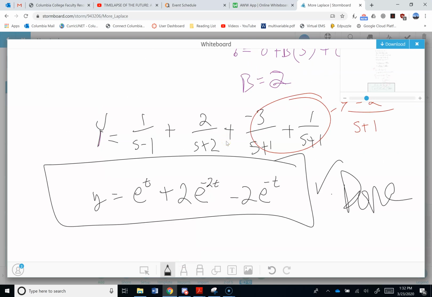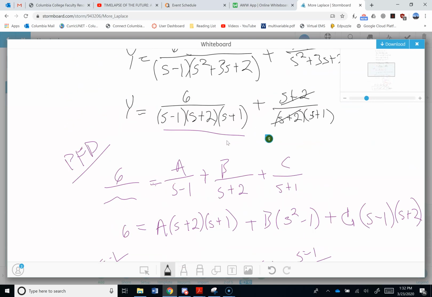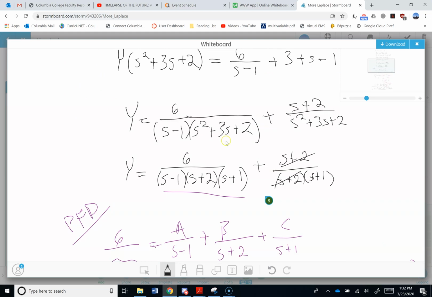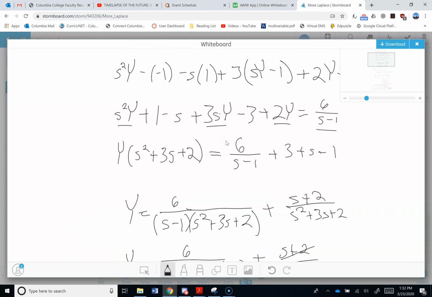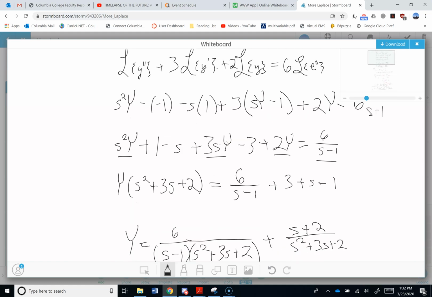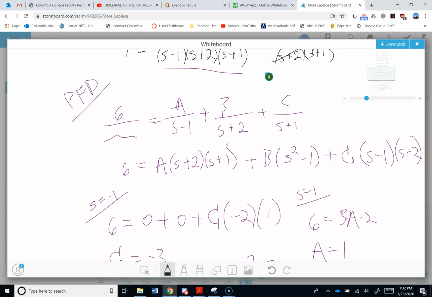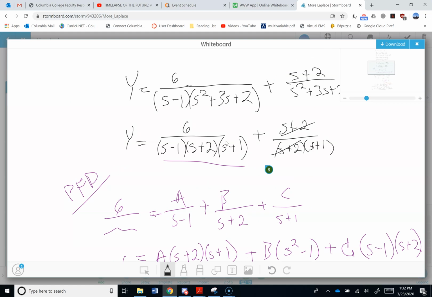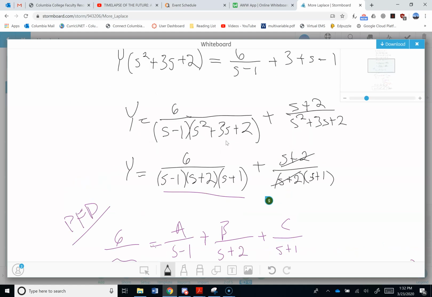What was your mistake? Just a sign error or a typo or something? Yeah, it was just a sign error. I also probably would have gotten stuck when you did your cool varsity move and just left the 1 over s plus 1 out of the whole Heaviside thing that you did. Oh yeah, for sure.